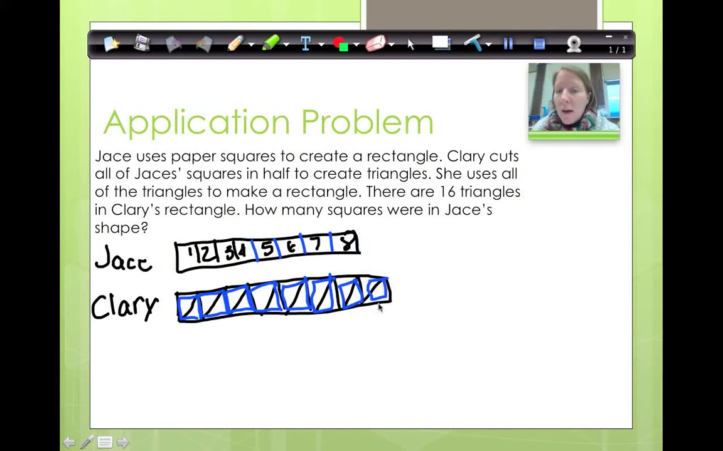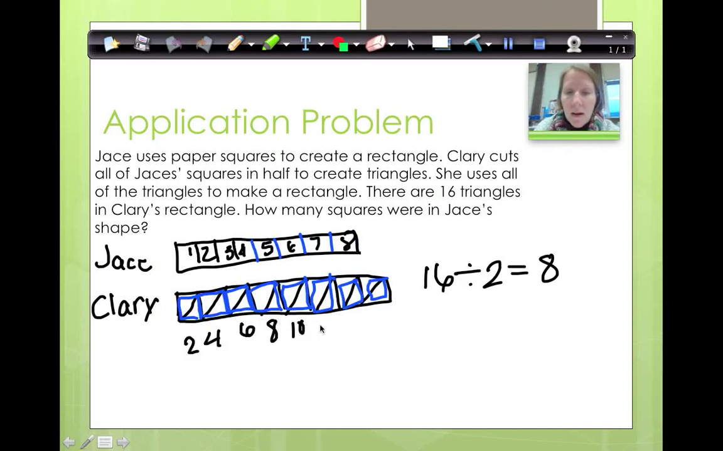Now, I know every single square Clary cut into 2 pieces, right? So I can take her 16 triangles and divide it by 2. And what would my answer be? 8, right? Or I could skip count: 2, 4, 6, 8, 10, 12, 14, 16, and then count the numbers: 1, 2, 3, 4, 5, 6, 7, 8 numbers. Either way works fine.